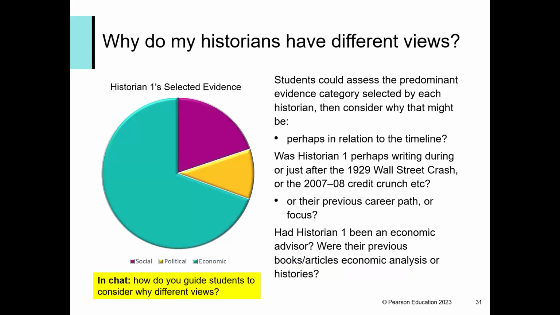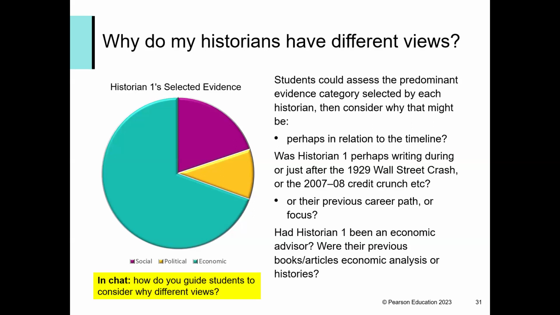Or maybe they could do a pie chart looking at the type of evidence that the historian is using. They could assess what's the predominant evidence category selected by each historian, and then consider why that might be. So here's an example. You can see here that historian number one's predominant evidence is clearly economic. Then start to think about possibly why.